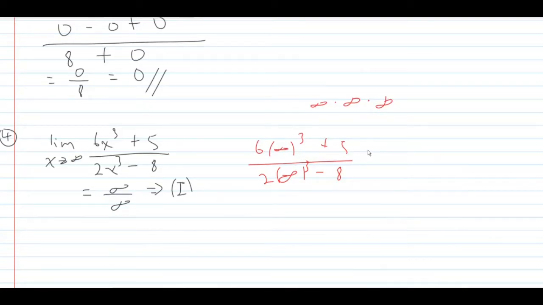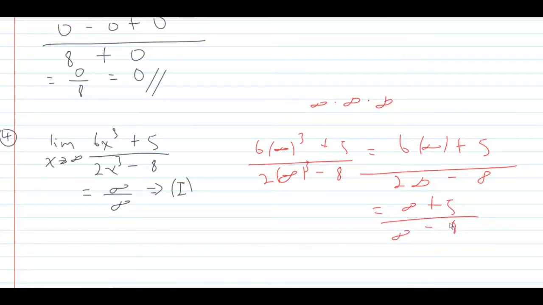So this would just be equal to 6 times infinity plus 5. And all of that is over 2 times infinity minus 8. When you multiply 6 times infinity, an infinite number multiplied by any other number will just be infinite. I will just be left with infinity plus 5 over infinity minus 8. And when you have a really large number and you add a number like 5 to it, that doesn't change it much, and it in fact makes it larger, but not by much. So it's still just infinity.